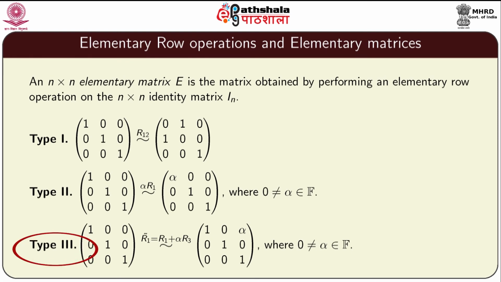And type 3, the application of elementary row operation of the third kind gives rise to what you see on the right hand side. What we are doing in this case is we are adding a times the third row to the first row for some a in F, and the outcome is 10a, 010, 001, which is an elementary matrix of the third kind.